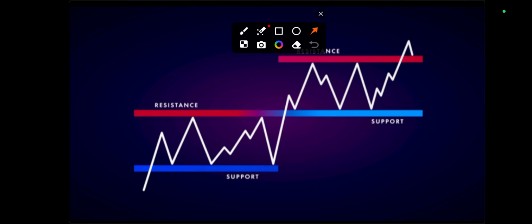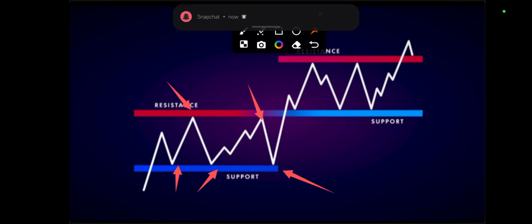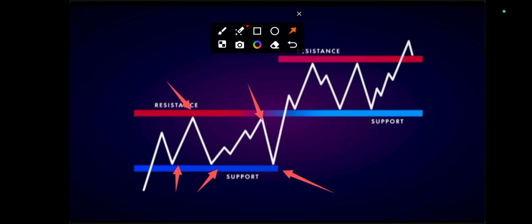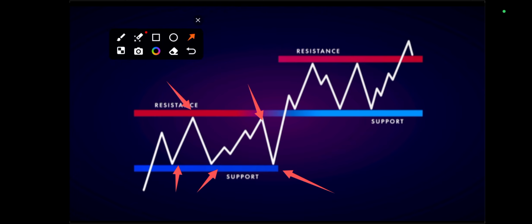As you can see here, the market has rejected at this place multiple times. That is to form a support. You draw your line. As you can see here, the market rejected here multiple times. You draw your line, which is a resistance. So if the market rejects multiple times at the upside, it is a resistance. If the market rejects multiple times at the downside, it is support.